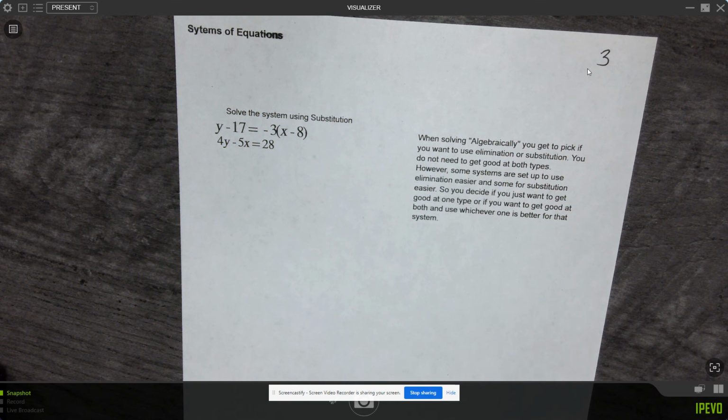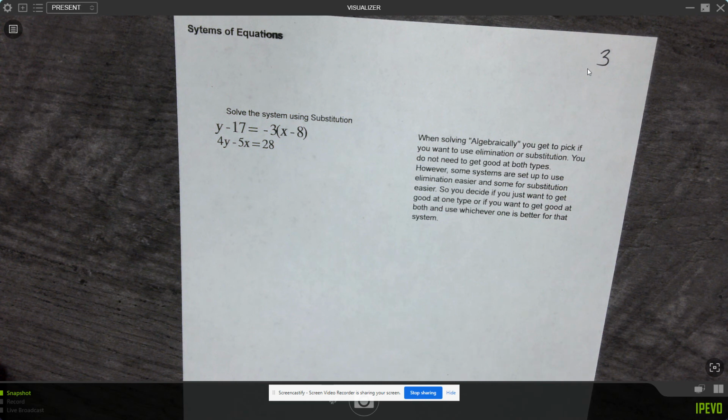I'm going to notice in the first one, I have y minus 17. All I need to do is add 17 to the other side to make that y equals. That's what I'm going to do. You can feel free to solve a different variable or a different equation and try this problem. You should get the same answer as me.